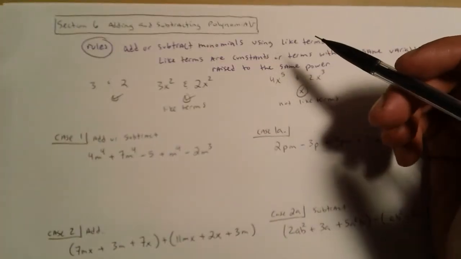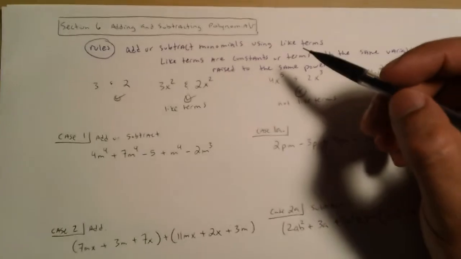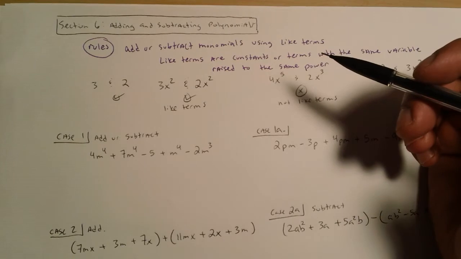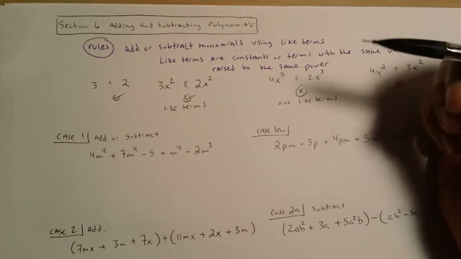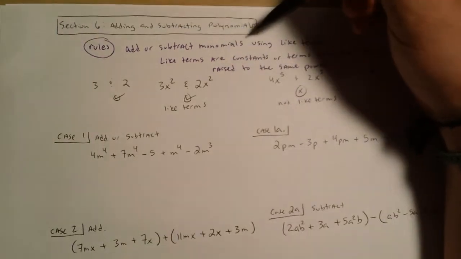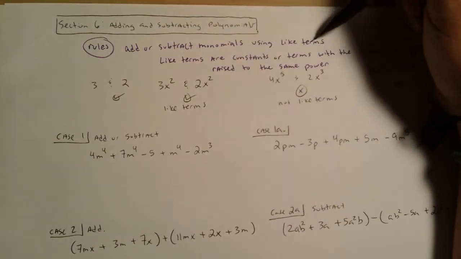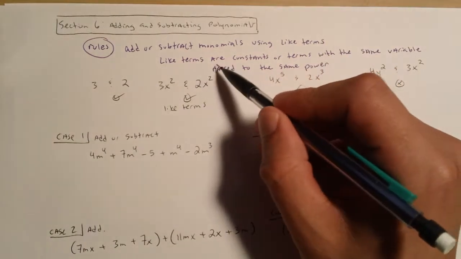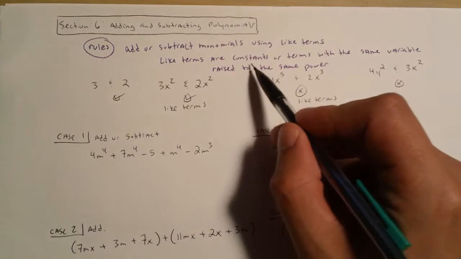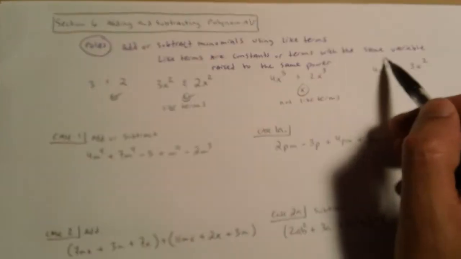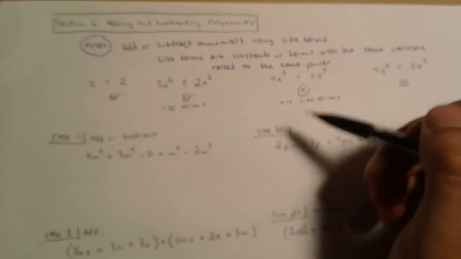Okay guys, in this video we're going to learn about adding and subtracting polynomials. One of the things that you should already know about polynomials is that they have monomials inside of them. Now, one of our rules for this section is that we're going to learn how to add and subtract monomials using like terms. Like terms are pretty much just terms inside a polynomial that are either numbers, in this case constants, or terms with the same variable raised to the same power.